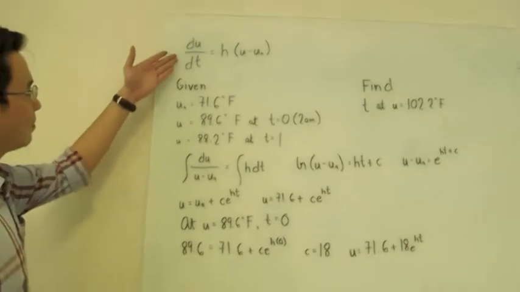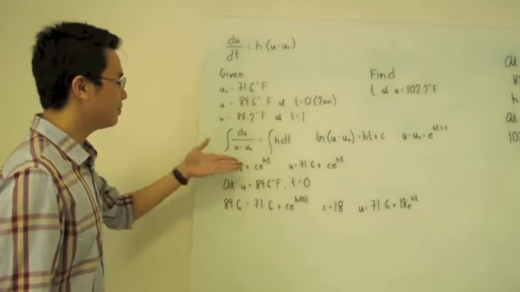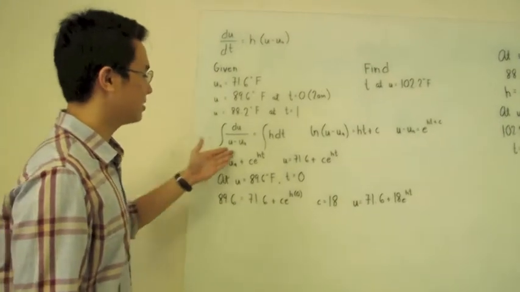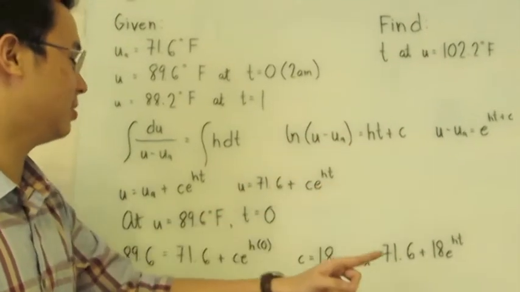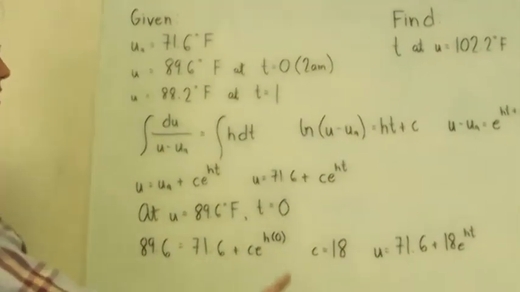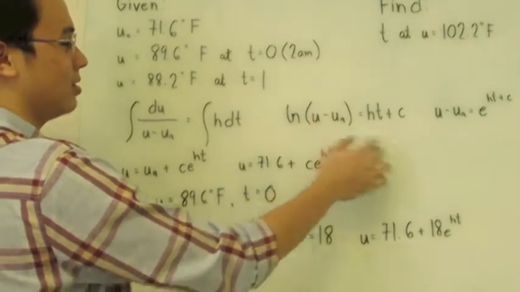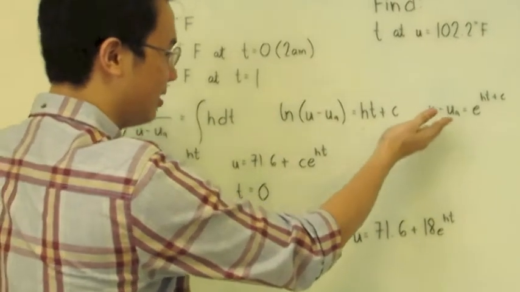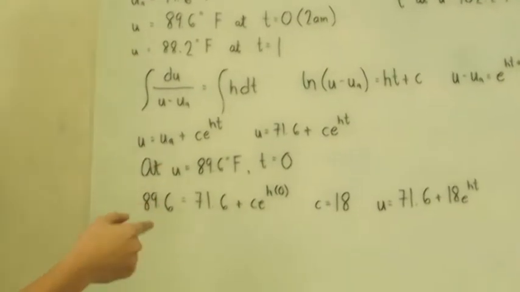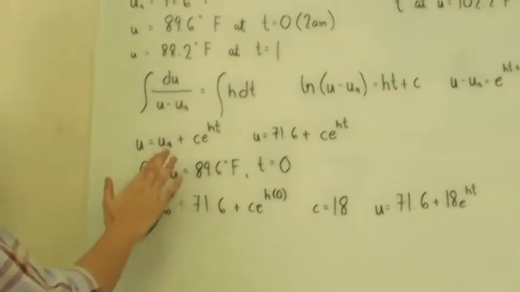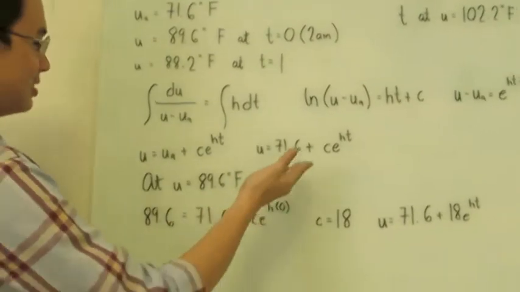So using variable separable, manipulating our original formula, we get this. And then integrating both sides, we get ln of the quantity u minus u sub a equals ht plus c, since h is just a constant. Then we raise both sides to e, then it becomes this. Then we try to isolate u, which gives us u equals u sub a plus c e raised to the ht. So we substitute our room temperature u sub a with the one recorded by the technicians.